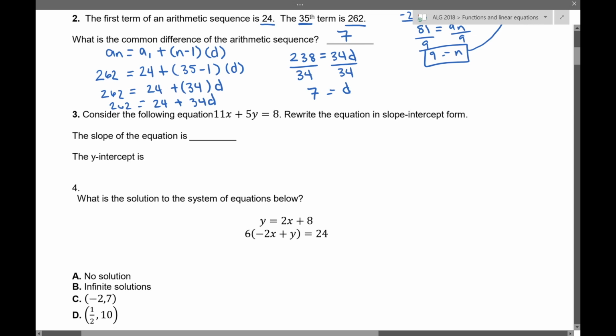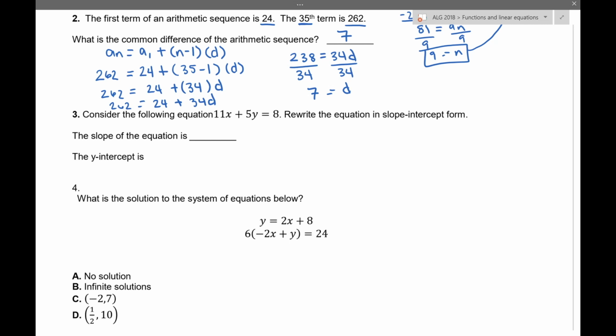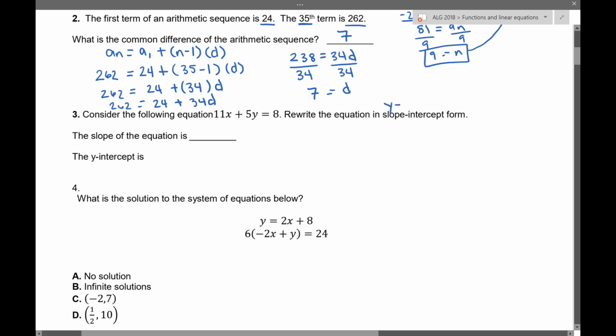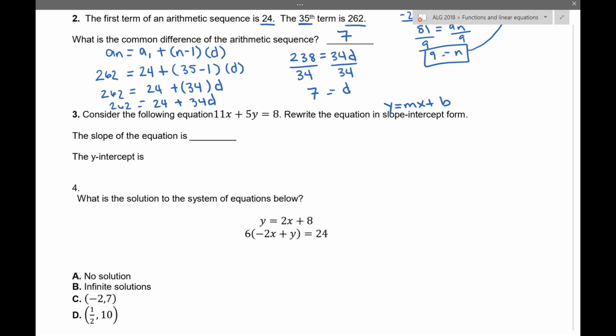Consider the following equation: 11x plus 5y equals 8. Rewrite the equation in slope-intercept form. Okay, so let's do that. Slope-intercept form, what is that? If you do not know what slope-intercept form is, it's y equals mx plus b. We will use this a lot in this test. Okay? Alright, let's solve this now.